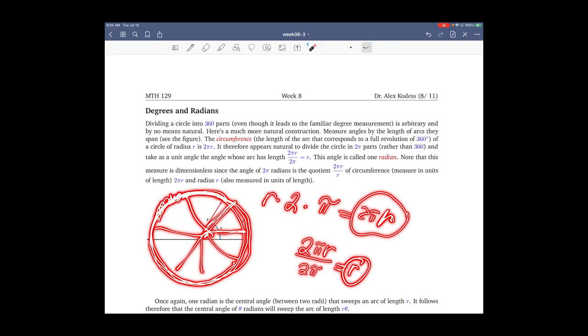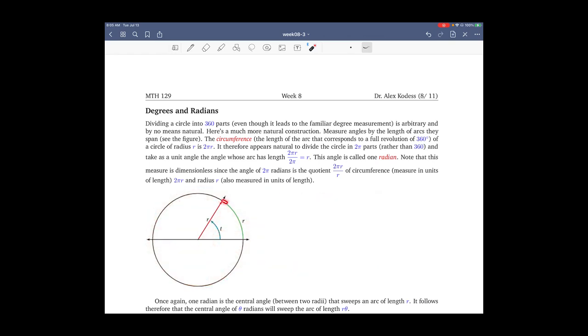Each of these arcs, when you divide the circumference of the entire circle by 2 pi parts, each of these arcs will have the same length as the radius of the circle. We declare an angle that corresponds to the arc whose length equals the radius of the circle to be 1 radian.